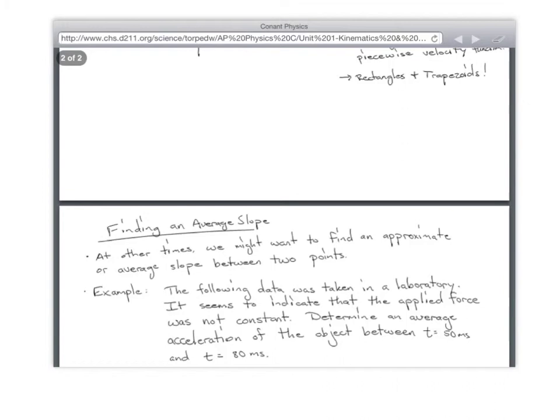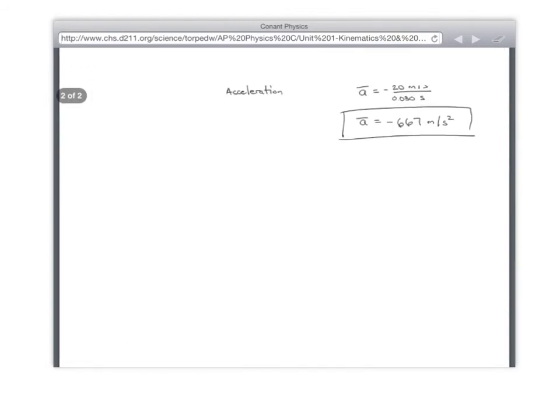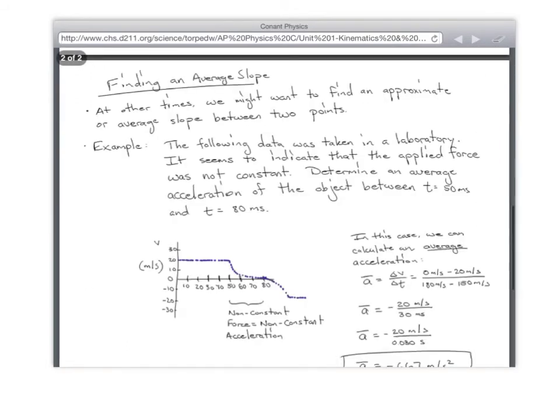Sometimes you might want to find the average slope between 2 points. What if you had something like that? And it's a velocity versus time graph, and I wanted you to figure out the average acceleration between, oh boy, between here and here. How would you do that? Or actually, sorry, between 50 milliseconds and 80 milliseconds. What would you do? Try to see it.